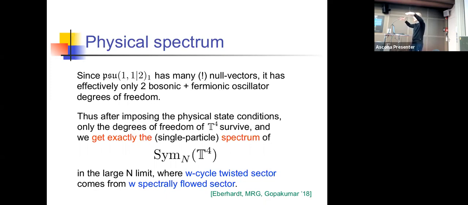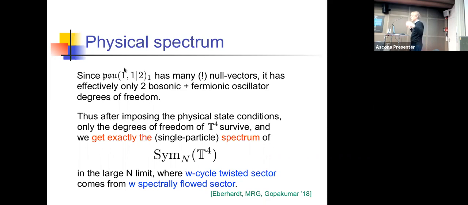So naively, you would have expected to have 6 bosonic oscillating degrees of freedom. But just like for SU(2) at level 1, where instead of having 3 degrees of freedom, you only have 1, for PSU(1,1|2) at level 1, instead of the 6, you have 2. That just turns out from the representation theory of this super Lie algebra, or affine super Lie algebra.